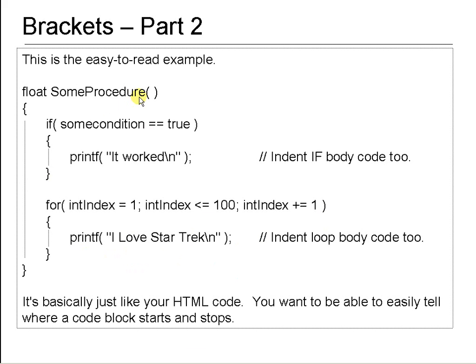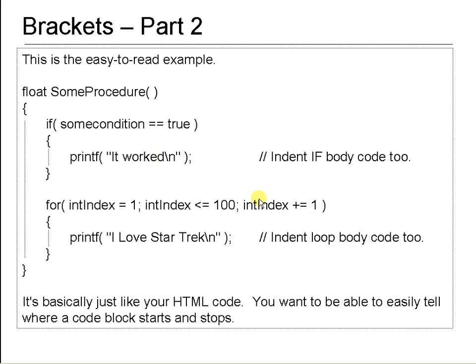Now here's the easy to read example. Notice you can draw an imaginary line from the starting bracket to the closing one. It's much easier to read and tell where things start and stop. It's basically like your HTML code if you've taken that. Every start tag should match up vertically with just about every closing tag, and you want to be able to easily tell where it starts and stops.